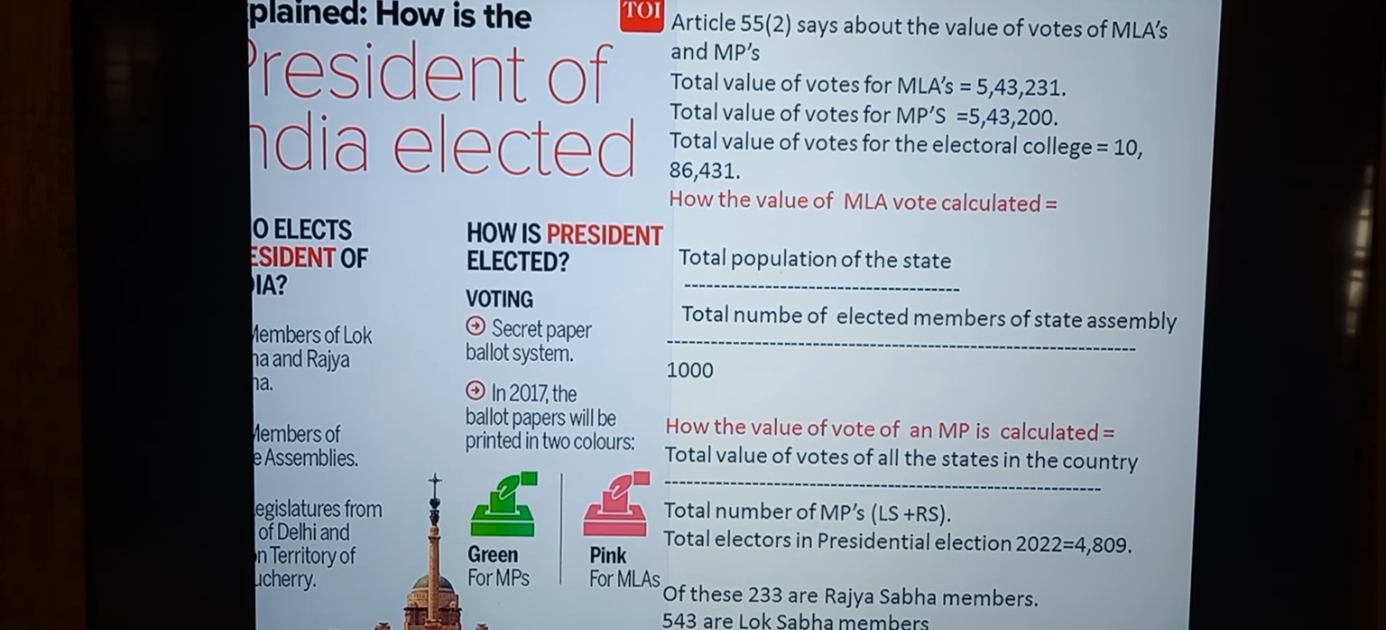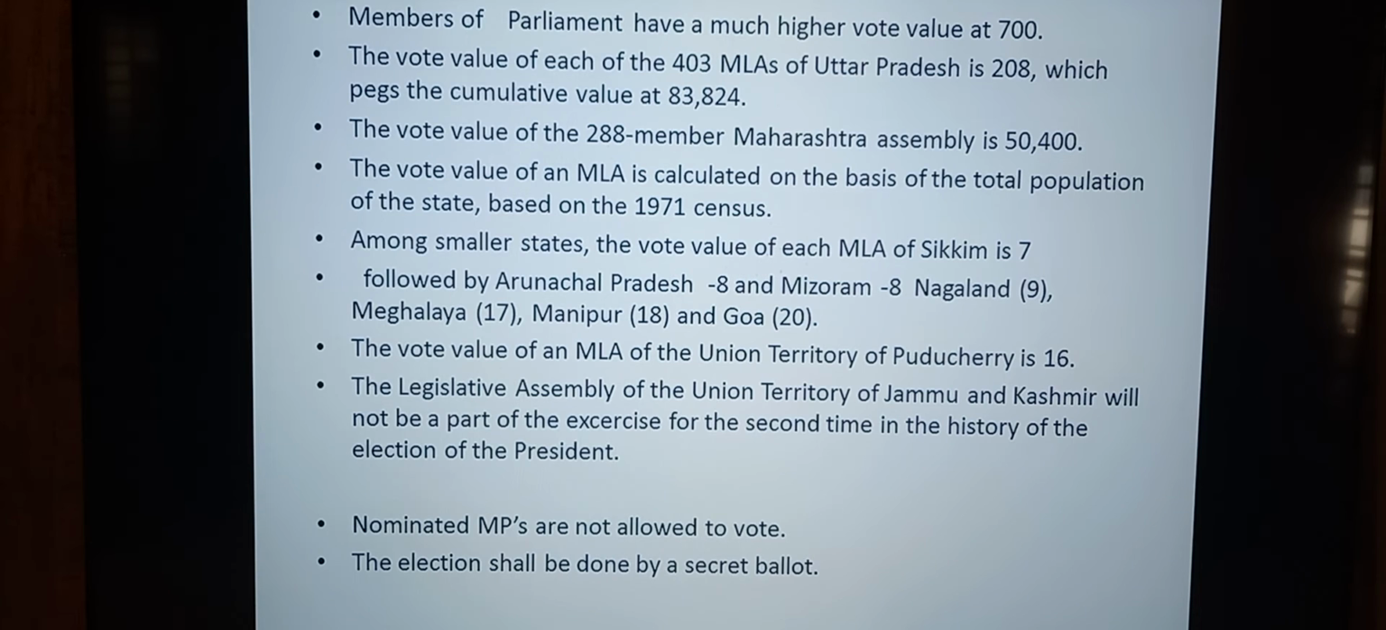Here we can see in detail how the value of an MLA's vote is calculated. It is calculated as the total population of the state divided by the total number of elected members of the state assembly, divided by 1000. The next formula is for the value of the vote of an MP: the total value of votes of all the states in the country divided by the total number of MPs, that is, in Lok Sabha and in Rajya Sabha. The members of Parliament have a much higher vote value, fixed at 700.